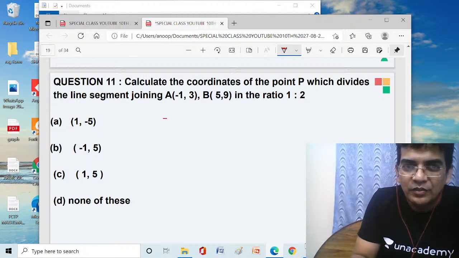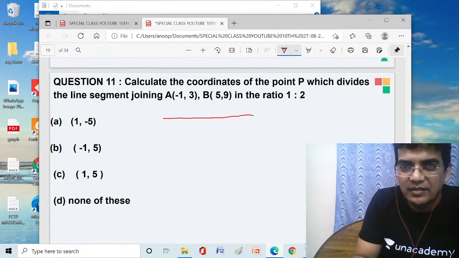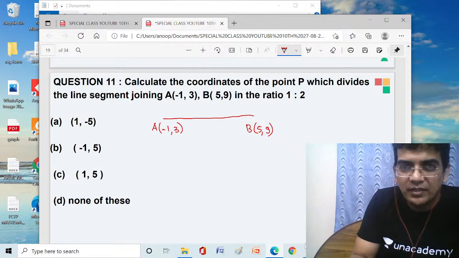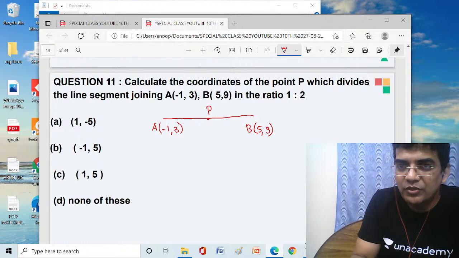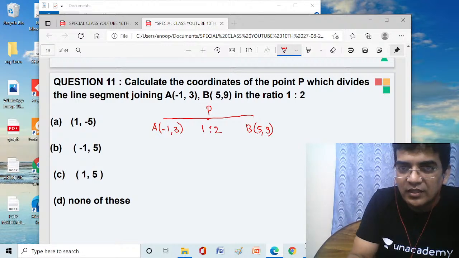See, you will draw a line segment like this. A at one end, -1, 3, B at the other end, 5, 9, right? And then there is a point P here. This point P is dividing this line segment in two parts, and the ratio of the two parts is 1:2. And the question says you have to find the coordinates of this point P, that is x, y.